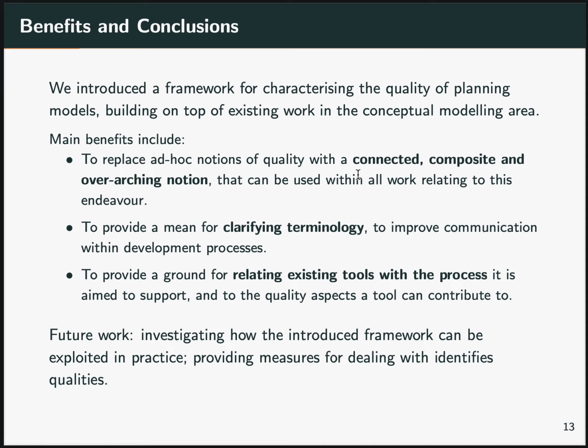And for the future work, we are investigating how this framework can be exploited in practice. So besides comparing tools, we can use it for designing tools from scratch and build on top of it, and also provide some measures for dealing with identified qualities and goals of the qualities. So try to provide a way to understand if the different qualities have been met before moving to the next one. And of course something which can specify a bit more the processes, which are though very language and application dependent, so that can be a bit hard.